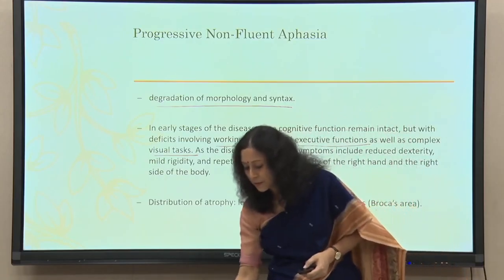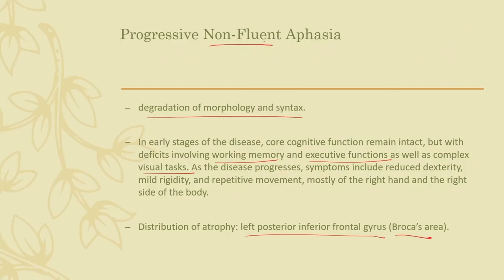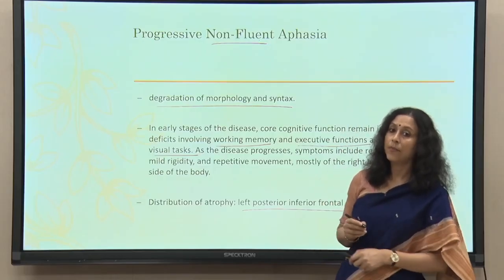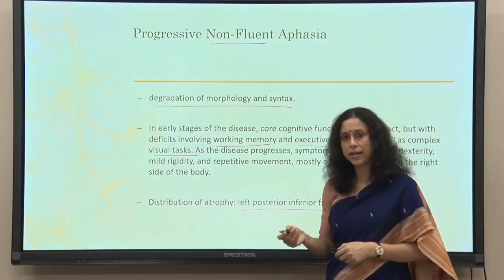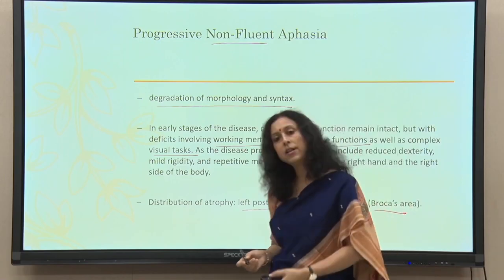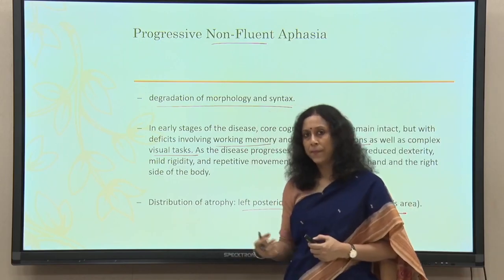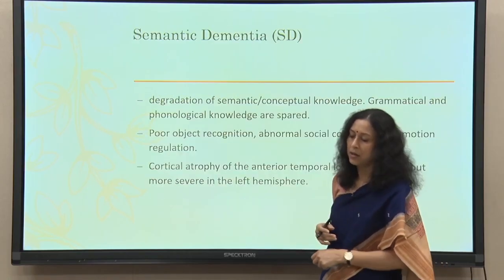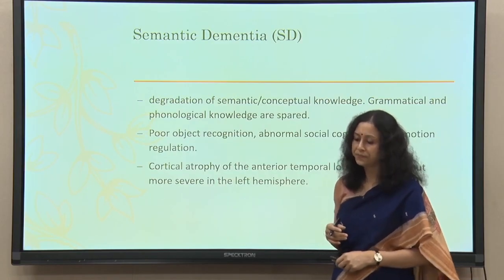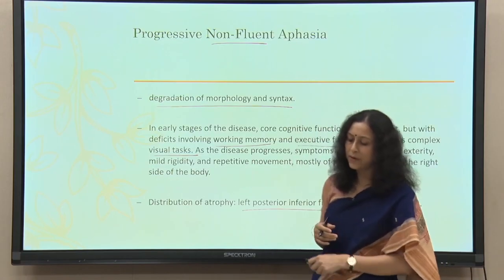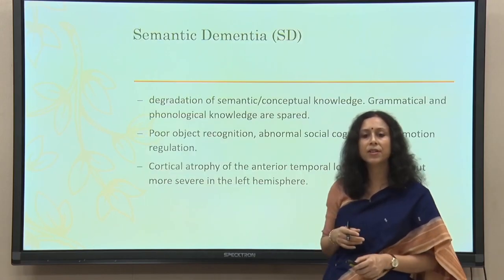In fact, because Broca's area is affected, that is why we see non-fluent aphasia. Remember, non-fluent aphasia is also called Broca's aphasia. So, when neurodegeneration affects Broca's area, we not only have various kinds of core cognitive functions getting affected, but also a kind of aphasia that is called progressive non-fluent aphasia. Then you have semantic dementia.